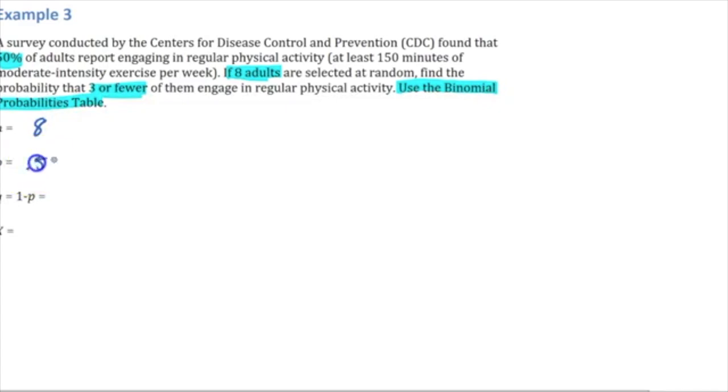That is 0.50. Conveniently, this is also going to be 0.50. But again, we might not need the Q, the probability of failure, since we are doing the probability table. For X, that's the number of successes. So that's 3 or fewer. That's going to include 0, 1, 2, and 3.